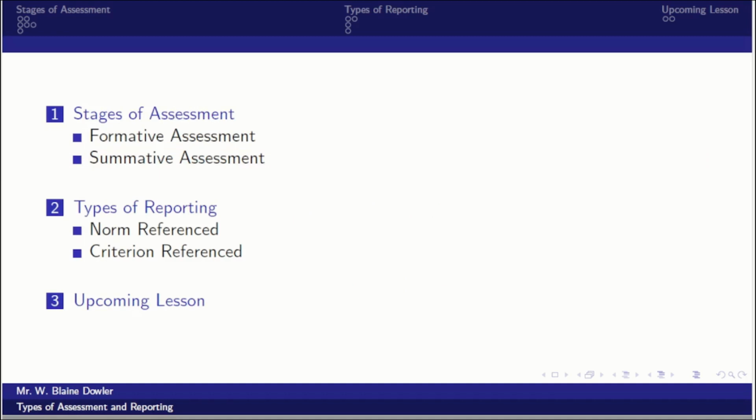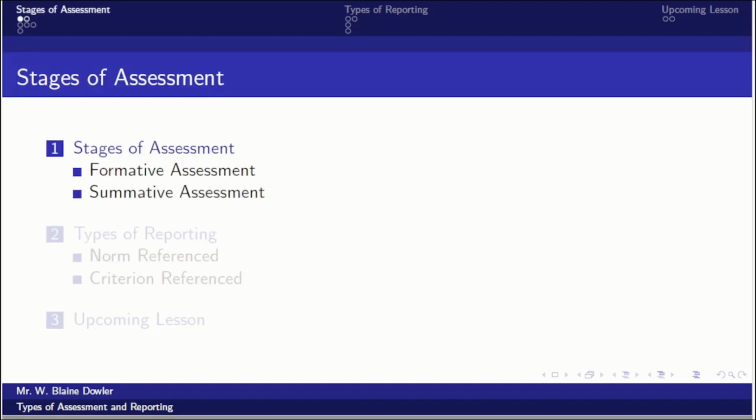So first we'll look at different stages of assessment in student learning when we apply first formative and then summative assessments. Then in the second video for this part, we will look at different types of reporting for norm-referenced and criterion-referenced skills before we get a preview of the remaining 7 parts of the series. So first, the stages of assessment and learning.